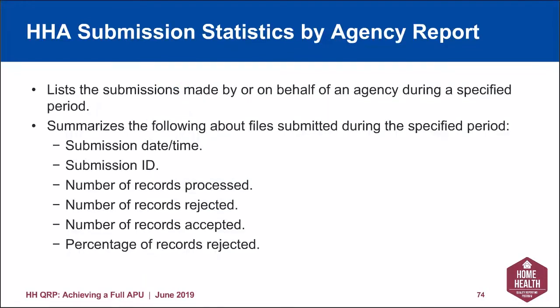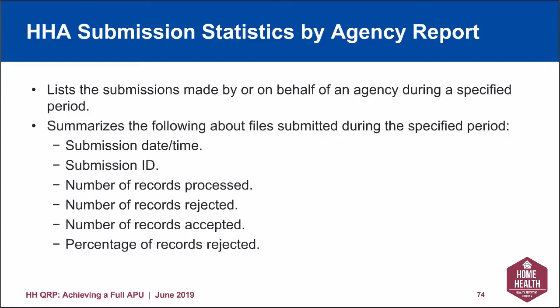Let's take a look now at the submission statistics by agency report. This will list the submissions made by or on behalf of the agency during a specified period. It summarizes information about the files submitted, submission date and time, submission ID, the number of records processed, the number of records rejected, the number of records accepted, and the percentage of records that were rejected.